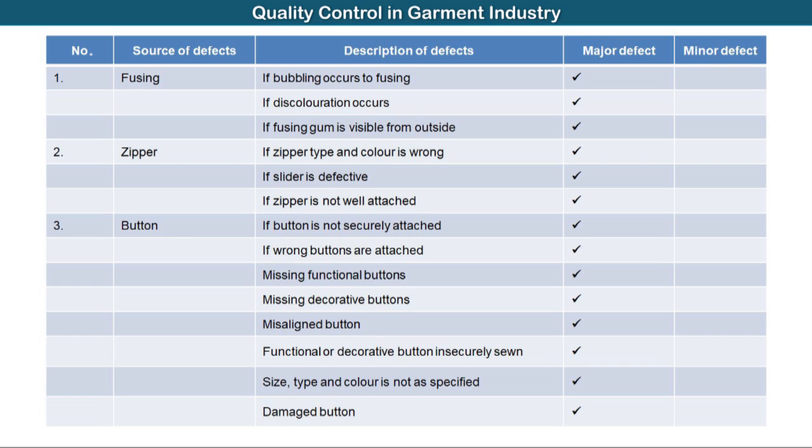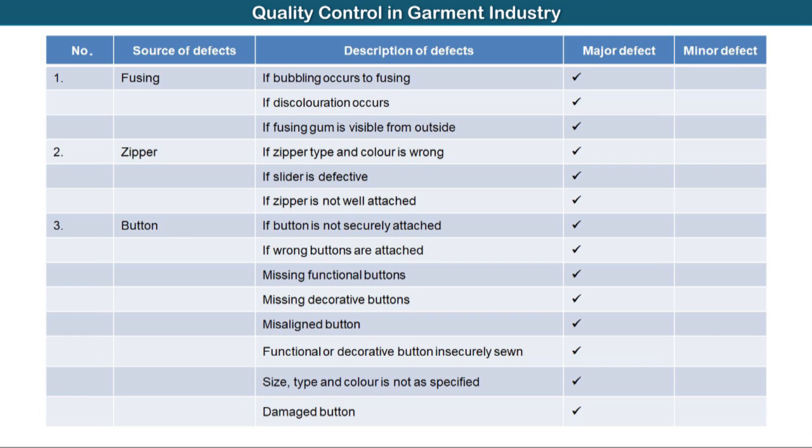Now the next source of defect is button. The description of defect: the button is not securely attached, whether we are using the lock stitch or the chain stitch. If it is not secured properly, there is always a chance of unraveling of the button. So this comes under the major defect.